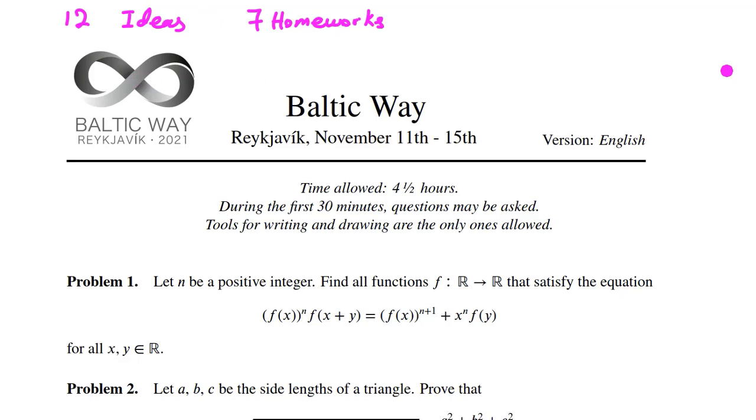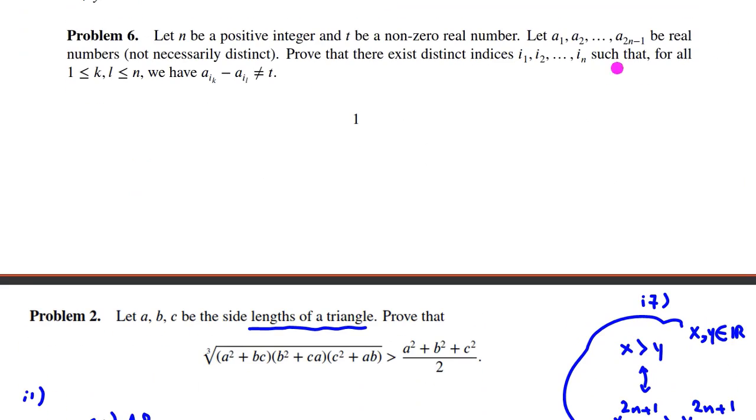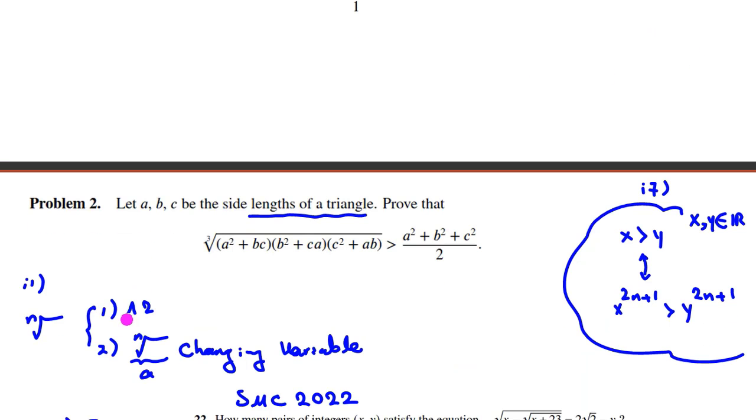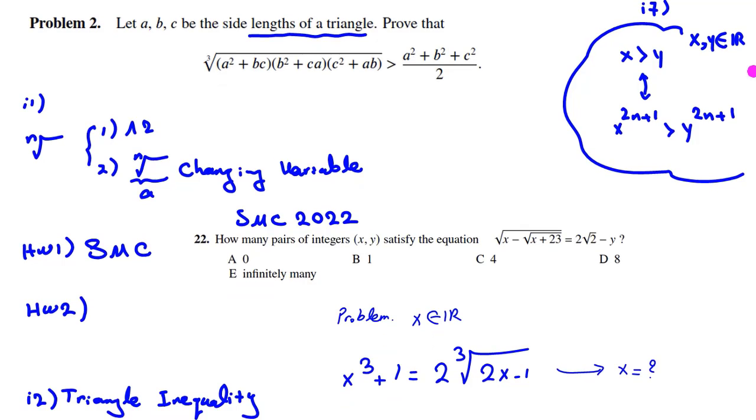Okay, let's solve some problems of Baltic Way. First, this problem. Let a, b, c be sides of a triangle, prove this. Okay. When we say cube root or nth root, we have 2 ideas. One of them is raising to the power of 2, one of them is to consider the nth root. One of them is using changing variable. For example, consider this as a. And by this idea, you can solve 2 problems.